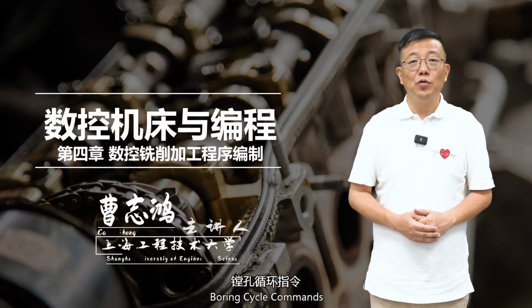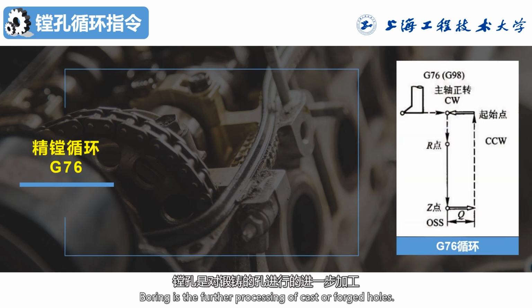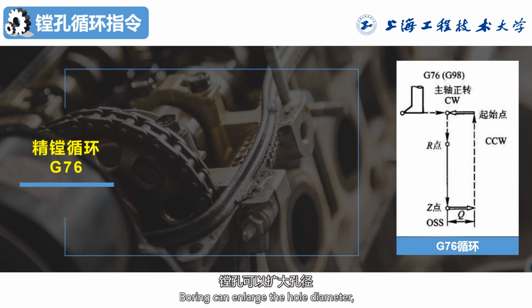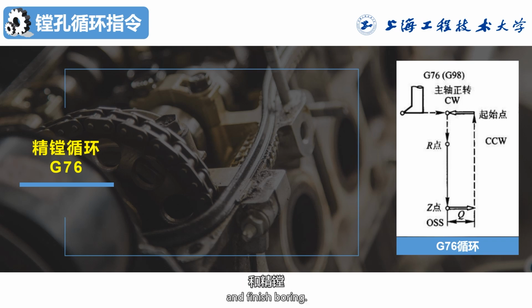Boring circle commands. The introduction of boring. Boring is a further positioning of cast or forged holes. Boring can enlarge the hole diameter, improve precision, reduce surface roughness, and correct the original hole axis misalignment. Boring can be divided into rough boring, semi-finish boring, and finish boring.